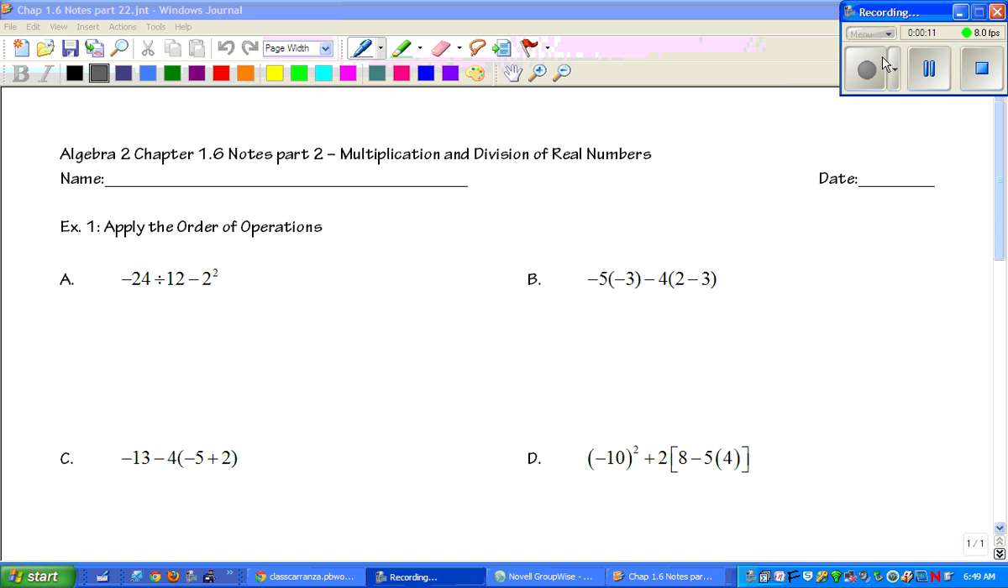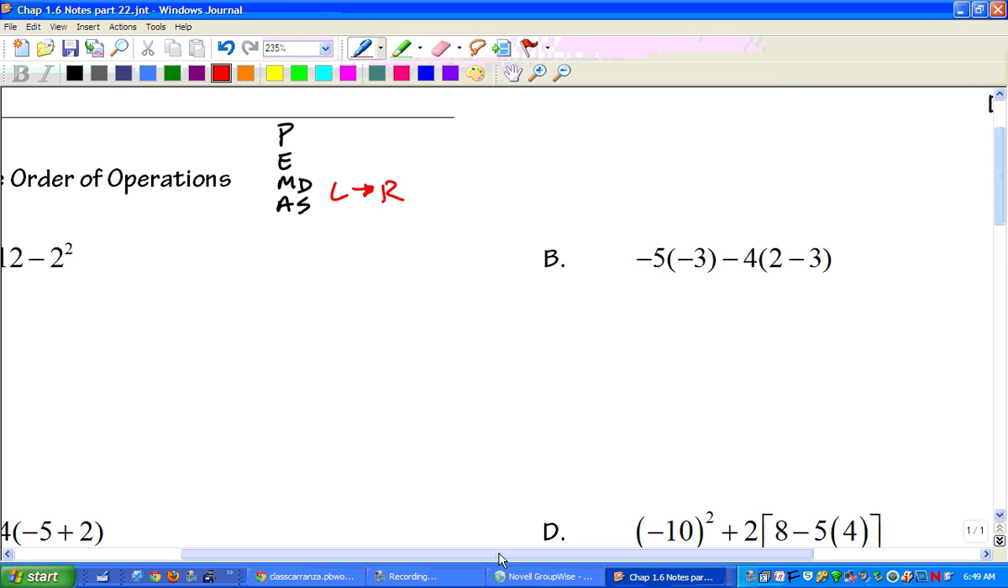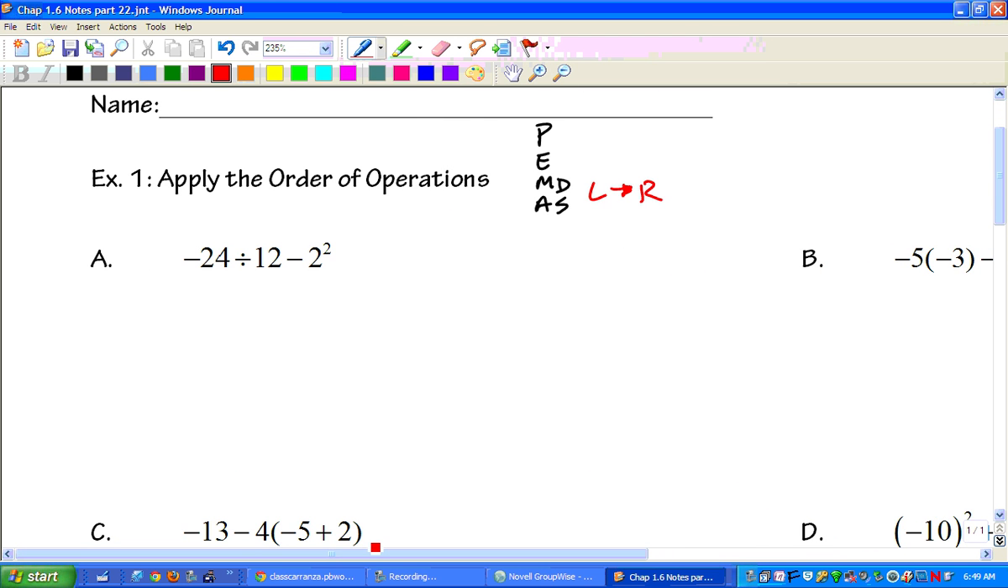Okay, today we are going to be moving on with the second part of the notes, and we will be talking about applying the order of operations. Now remember, the order of operations is parentheses, exponents, multiplication, division, addition, and subtraction. And the key thing with multiplication and division and addition and subtraction is that it goes from left to right. Okay? So let's dive on in and start going through some examples.